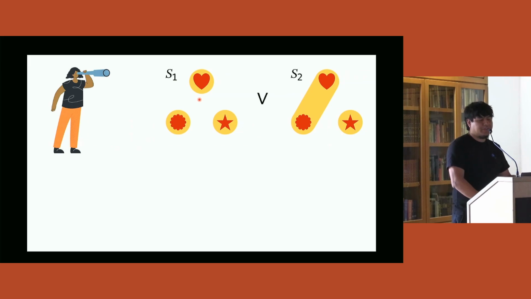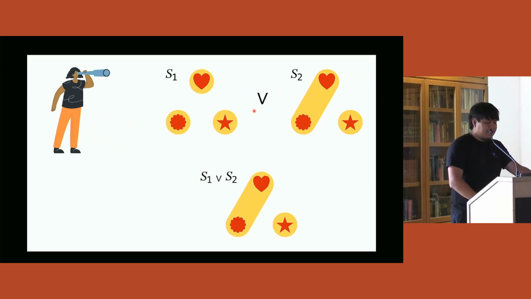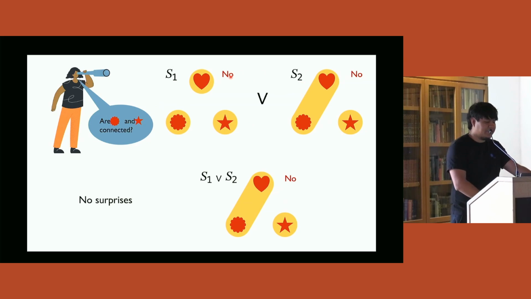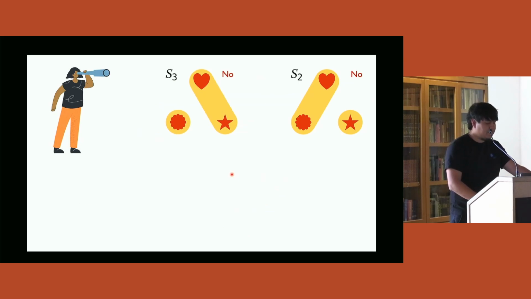But what happens if we join them? This is just a symbol to join them. What is the resultant system? By joining, you can literally just superimpose them on top of each other. The yellow areas will be the sum of all the yellow areas of the independent systems. And then you end up with this system, which is the join of the two, but it's still very similar to the one we already have, because there's nothing else going on. If you ask the question, are the cloud and the star connected? The answer is no for the independent ones, and also no for the joined one. So there are no surprises.